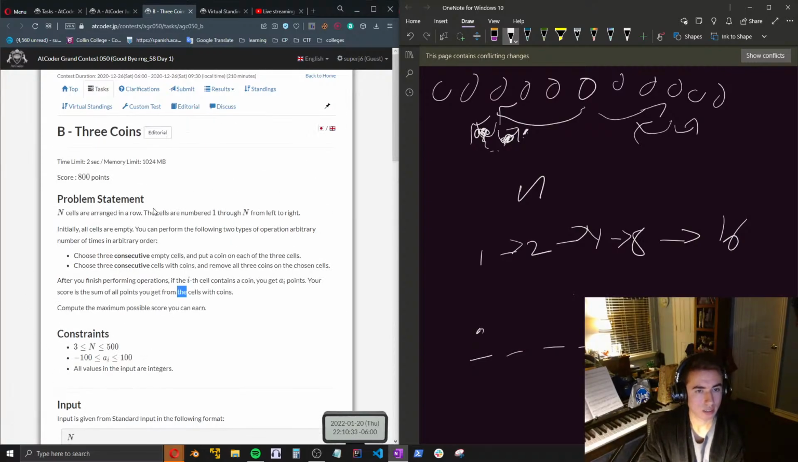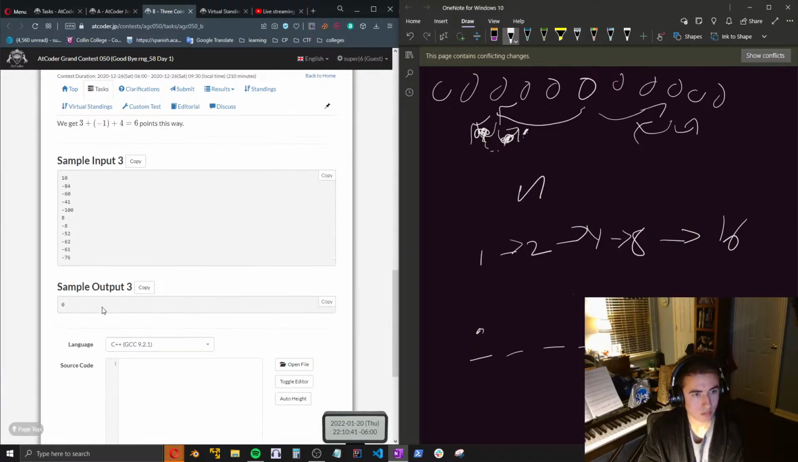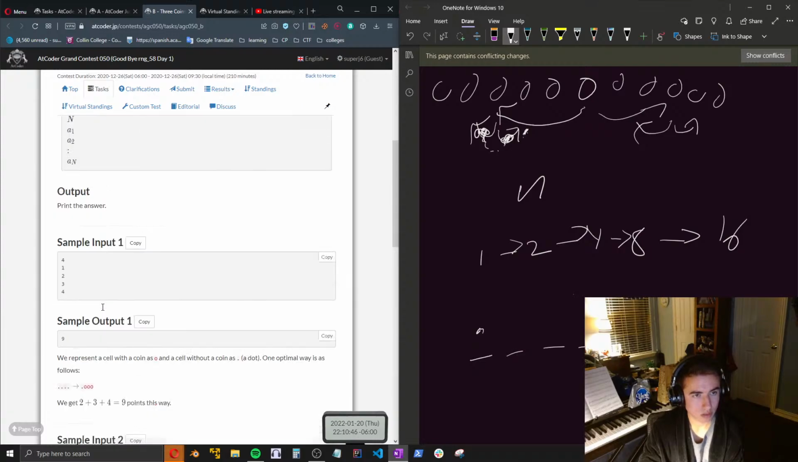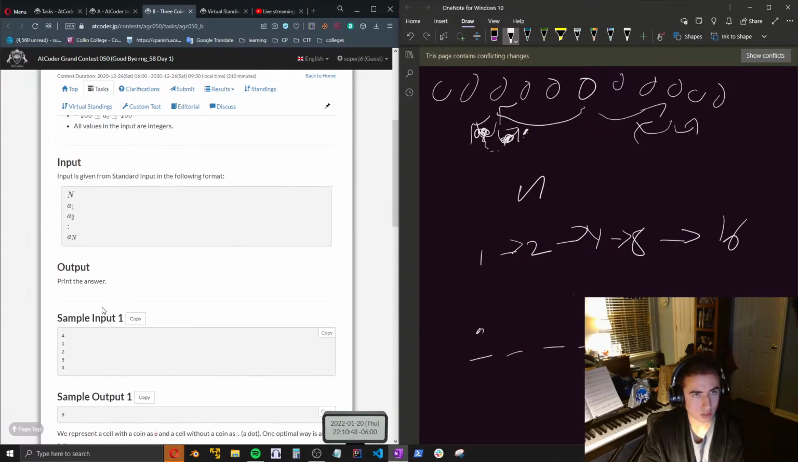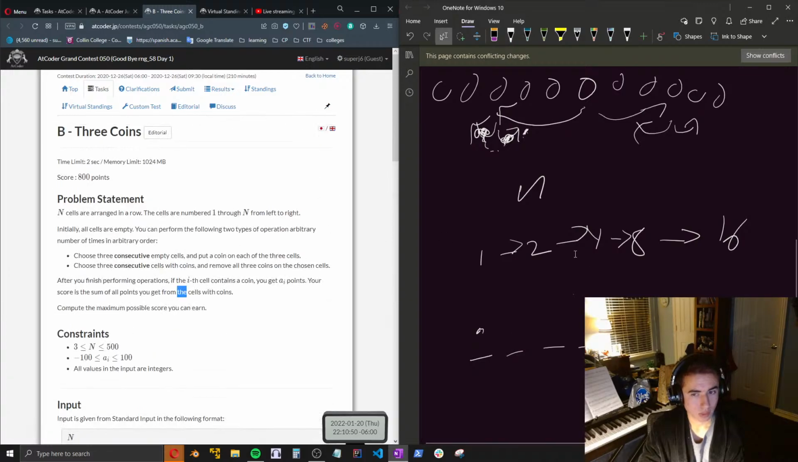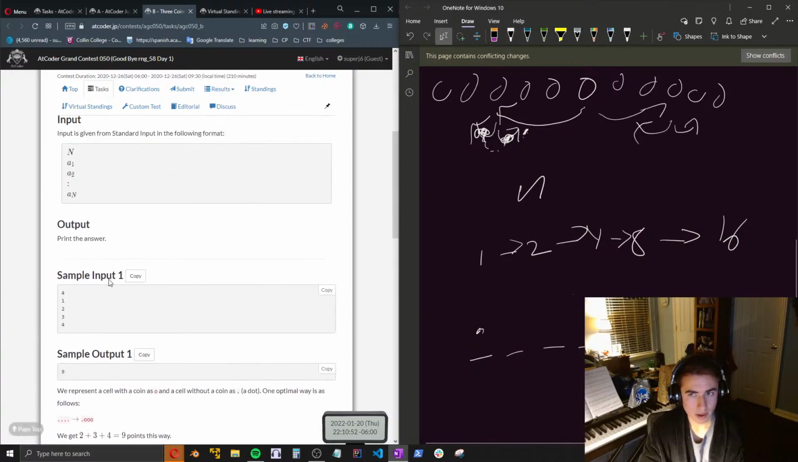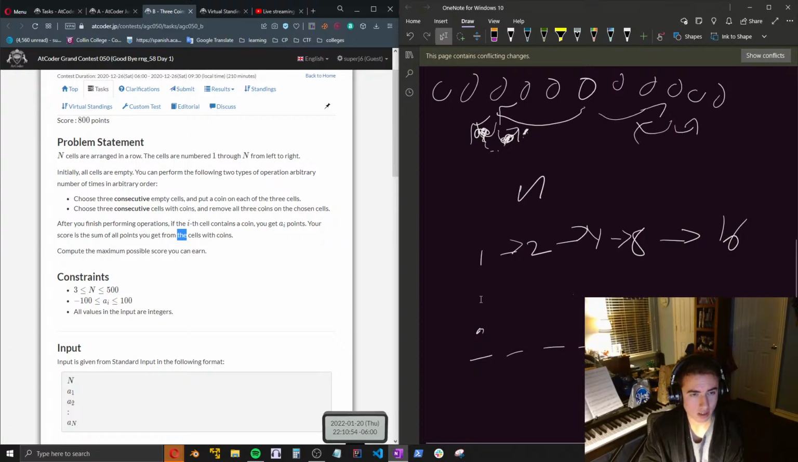And it's not cyclic, so it's just like an array. Yeah, I'll think about this for a little bit, and then go back to the other one, because I was not doing too well on that other one. 3 consecutive coins in a row.